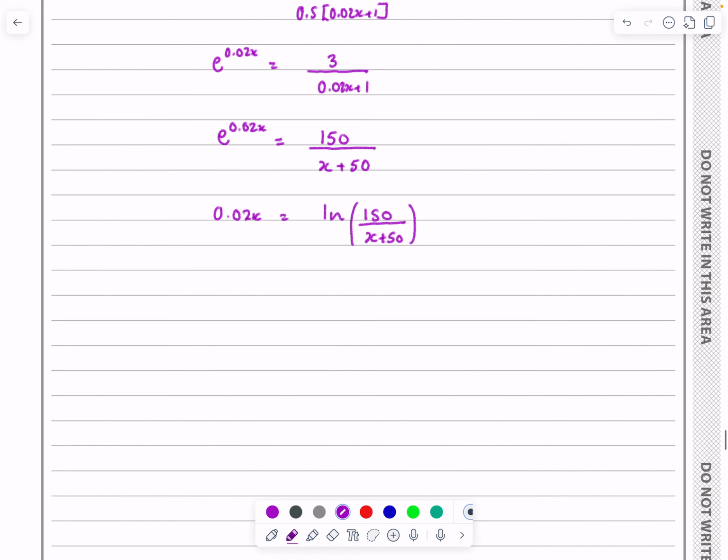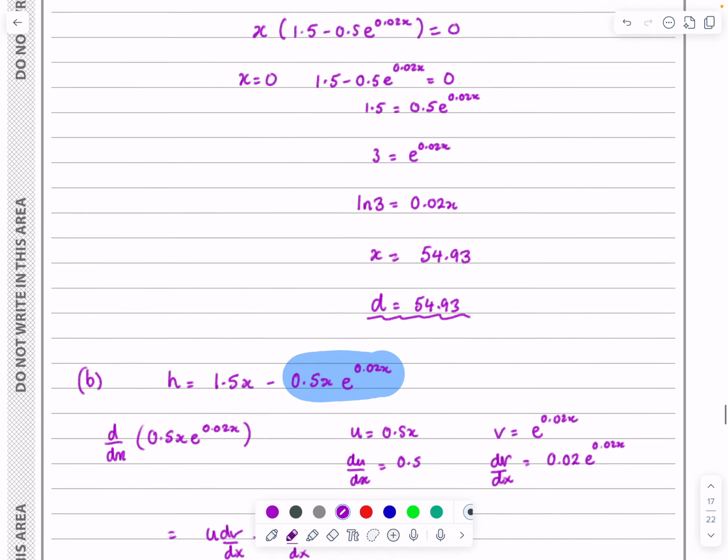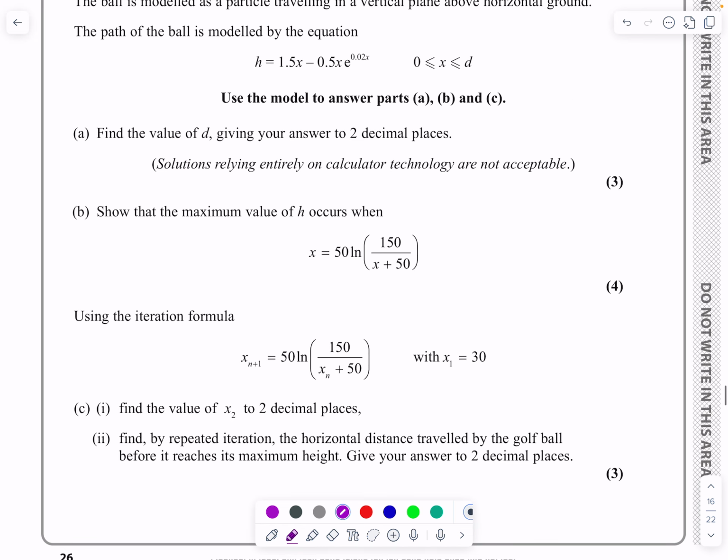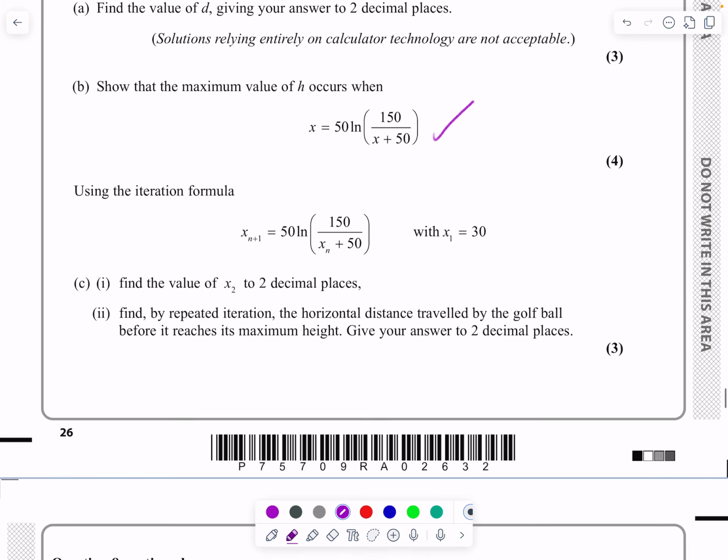So here, again, if we multiply everything by 50 to get rid of that 0.02 again, we'll get 50 log 150 over x plus 50. So not nice algebra at all. I appreciate the fact that that's not the simplest of algebra to be doing, but as I say, it's part of the deal when we've got an exponential modelling that we might have some nasty algebra to work with.